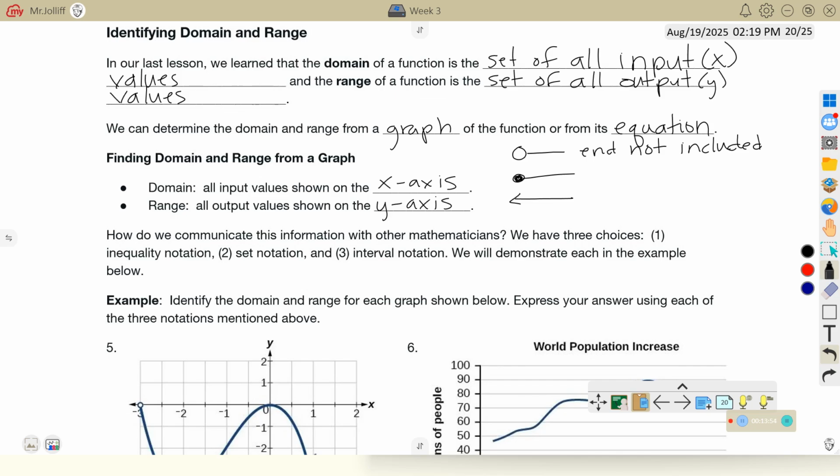Usually when we're talking about endpoints not being included and we're using interval notation, these are those rounded brackets. Empty circles are rounded brackets. Rounded brackets tell us the endpoint is not included. Filled in circles, the end is included, which means instead of round brackets, what types of brackets should I use? Square brackets. Yeah, the boxy guys.